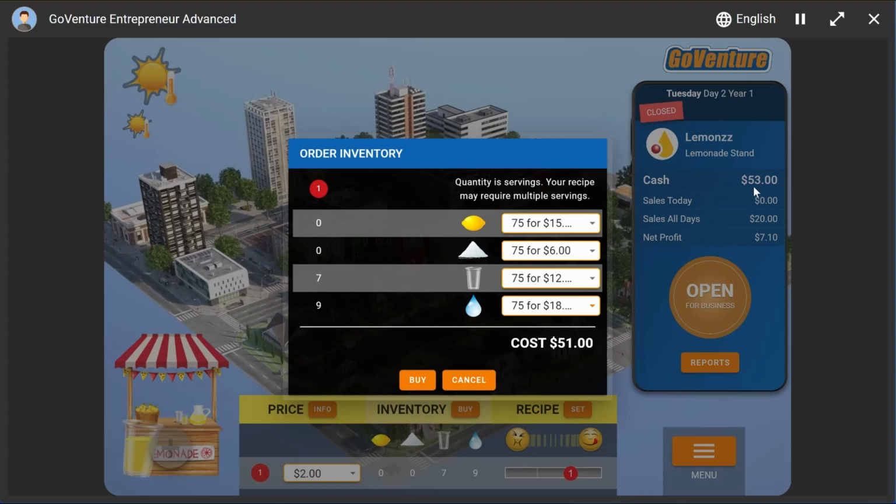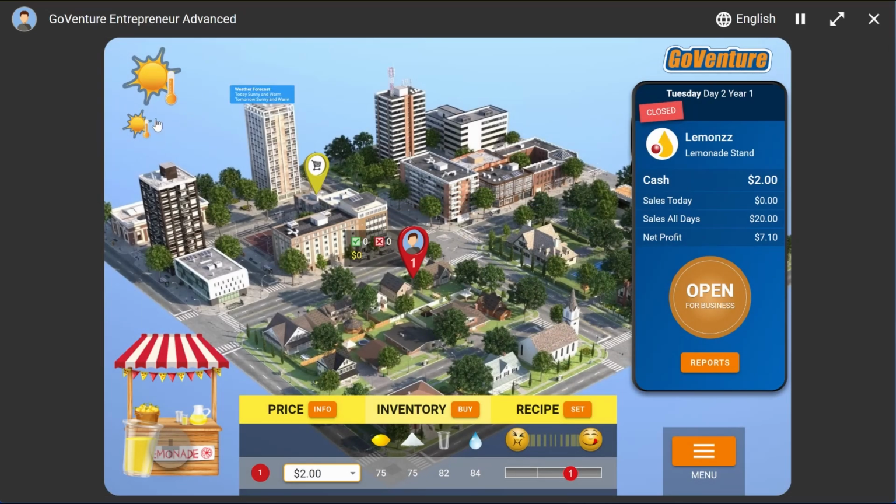It's going to cost $51. Okay, so I've got $53 in cash, so just enough money to buy all this. So I'm going to go ahead and buy it. Hey, and check out too the weather.